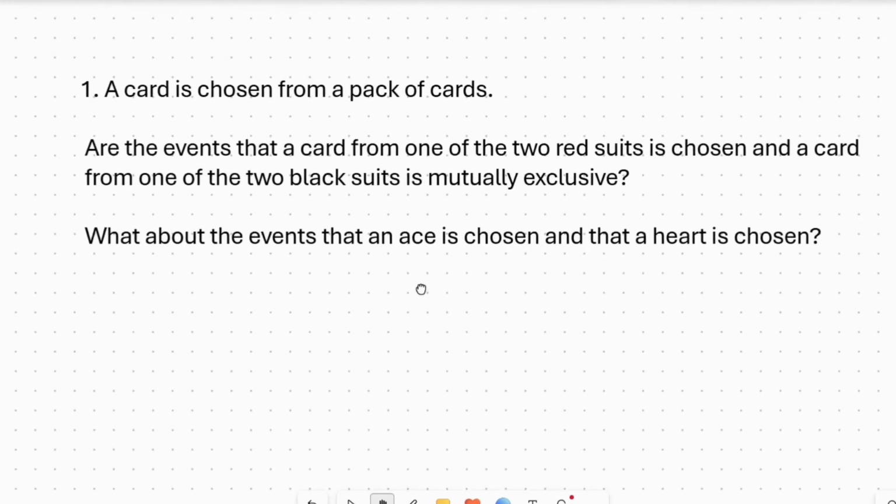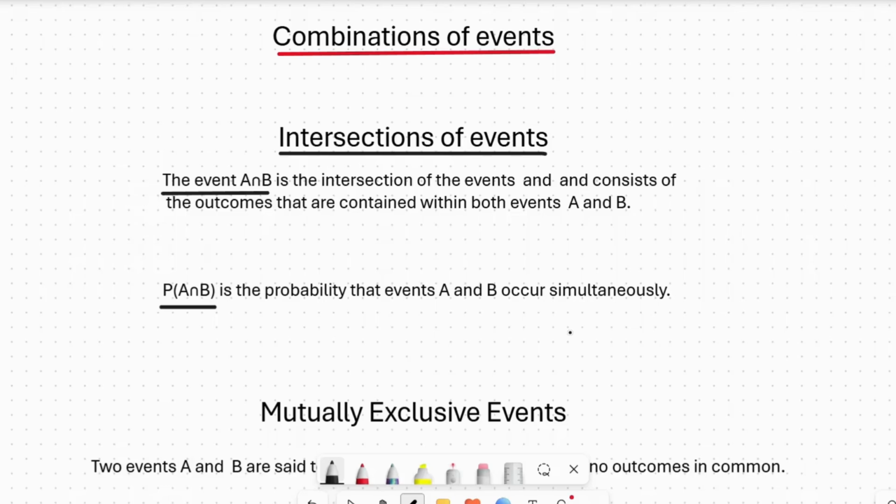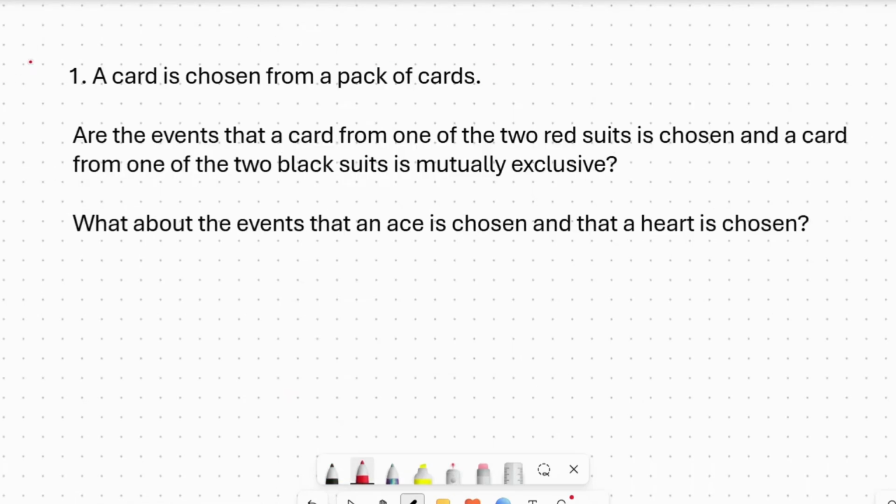So let's solve some problems so that you can clear your doubts. For example, a card is chosen from a pack of cards. We have to choose one card from a pack of cards. Are the event that a card from one of the two red suits is chosen and the event that a card from one of the two black suits is chosen mutually exclusive?